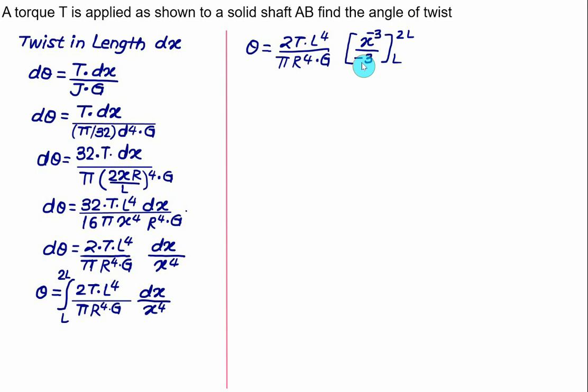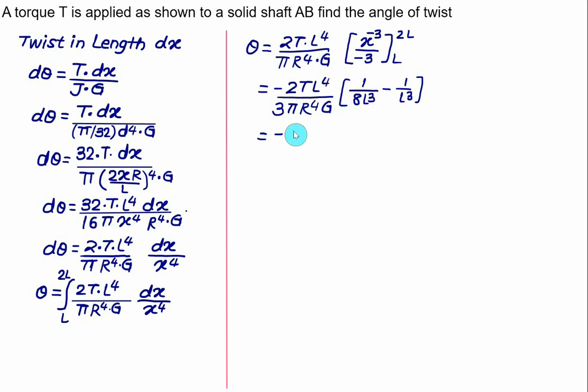So this minus 3 we can shift outside the bracket. In that case we will get minus 2 times T L to the power 4 divided by 3 times pi into r to the power 4 multiplied by G, and here we have x to the power minus 3. X to the power minus 3 is the same as 1 by x cube. 1 by x cube, the upper limit is 2L. So we have 1 upon 2L cube, which is equal to 1 upon 8L cube, minus 1 upon L cube, that will be the lower limit. Now L cube can be taken common here.